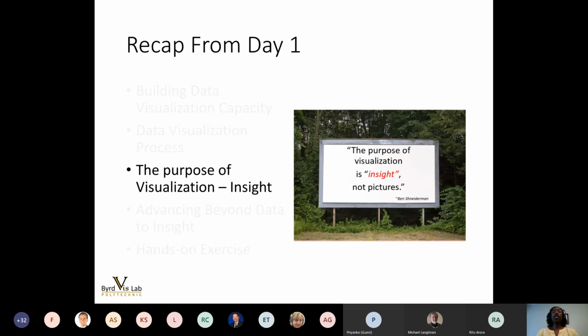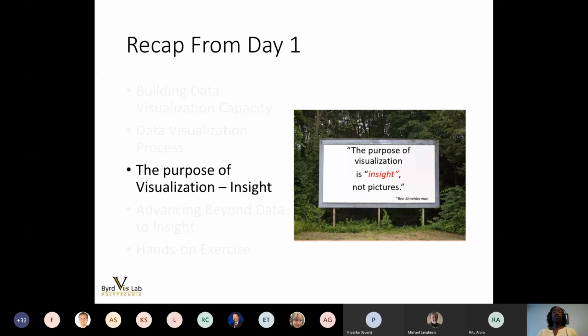The next thing that we looked at yesterday was the purpose of visualization. In a word, insight. So the purpose of visualization is not pictures. The pictures are the icing on the cake. It is insight that you're trying to gain, or insight that you're trying to share with your viewers. And so you want to be always thinking about the questions that you are trying to answer.